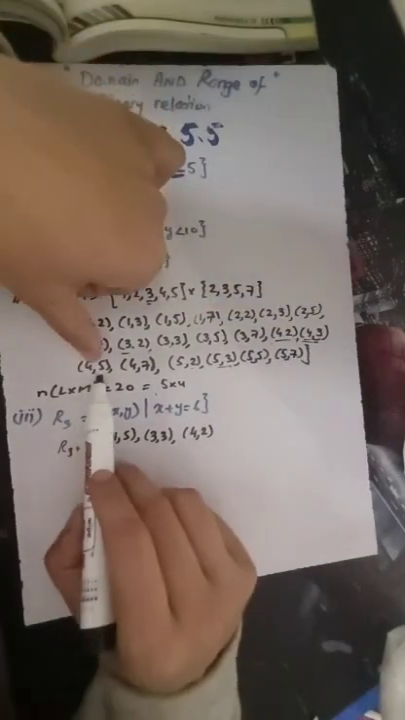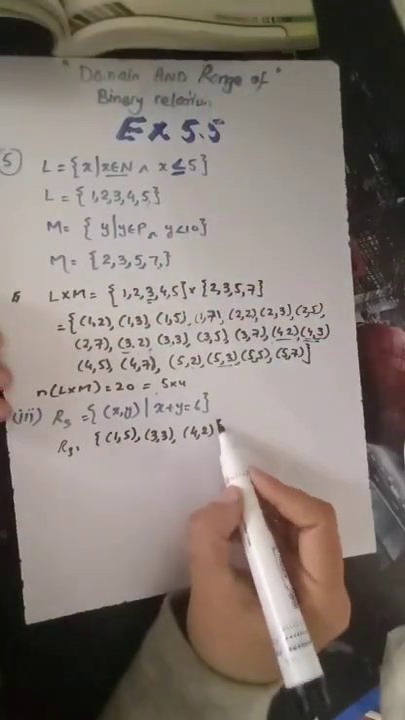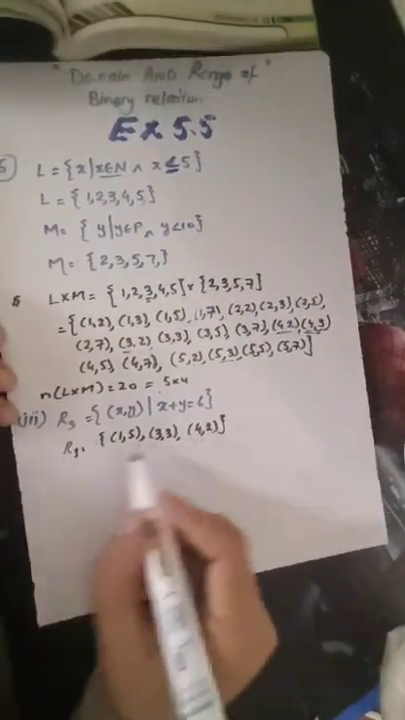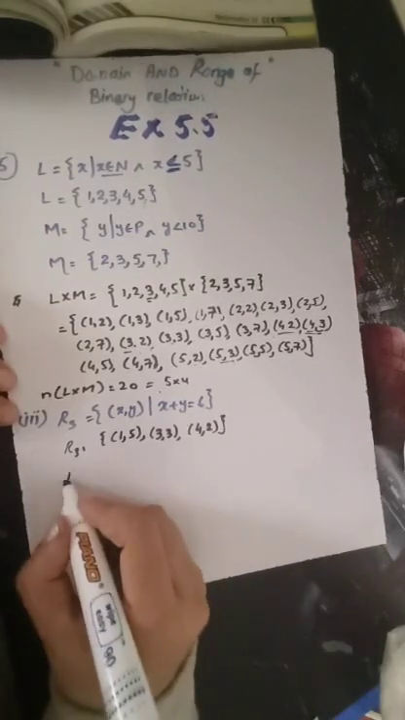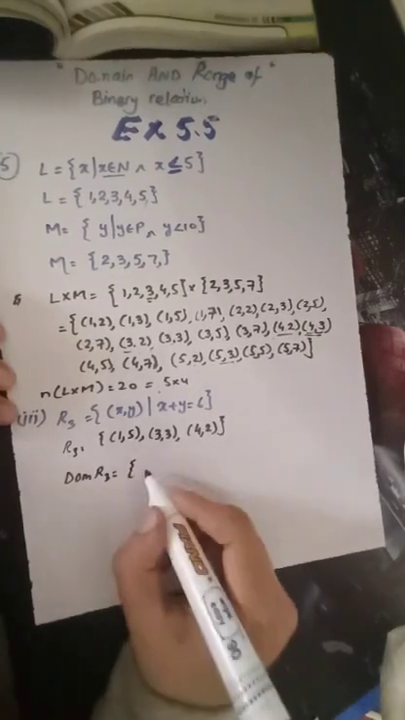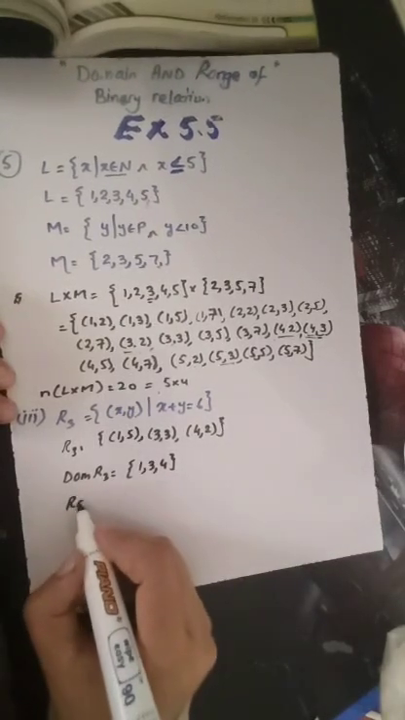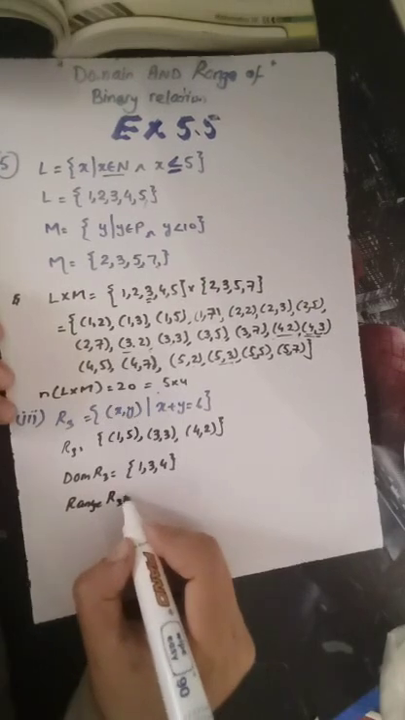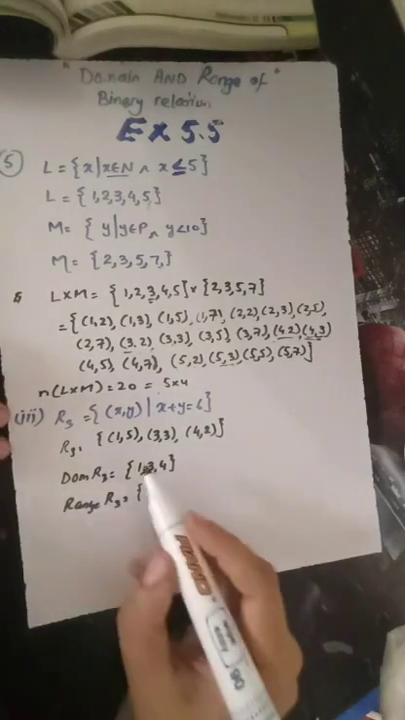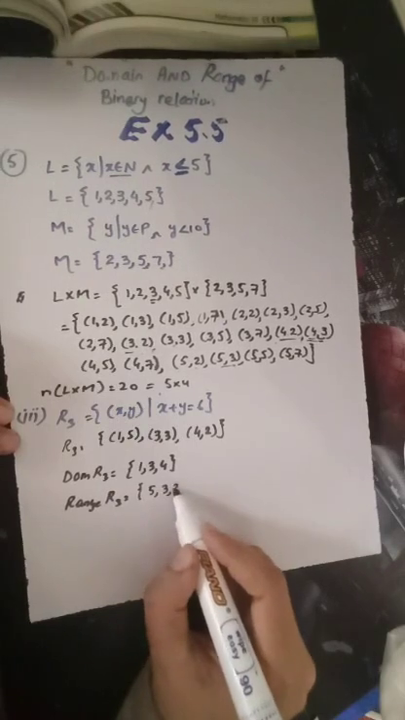4 plus 3 is not 6. 4 plus 5 is not 6. 4 plus 7 is not 6. 5 plus 2 is not 6. 5 plus 3 and these are not 6. Okay, so these are the ordered pairs which satisfy R3, and the domain of R3 will be the set containing the first elements 1, 3 and 4, and the range of R3 will be the set containing the second elements. Okay, so the second elements are 5, 3 and 2.